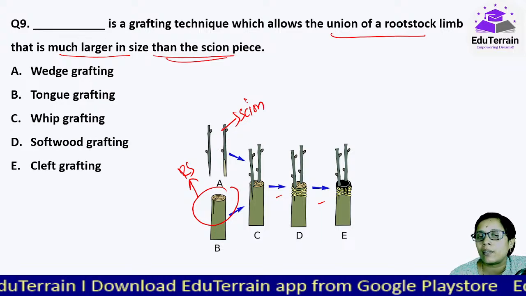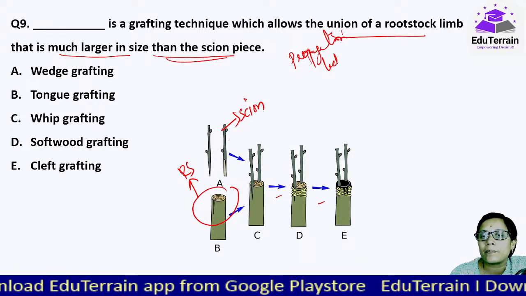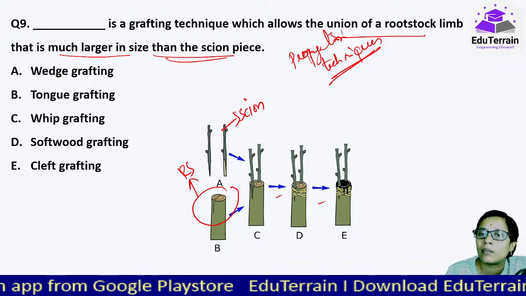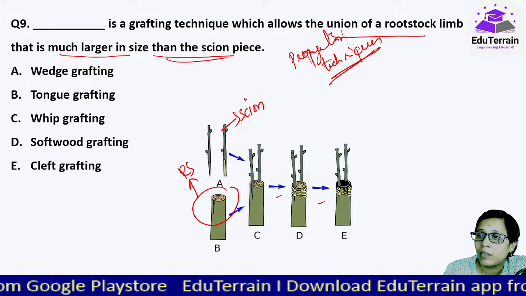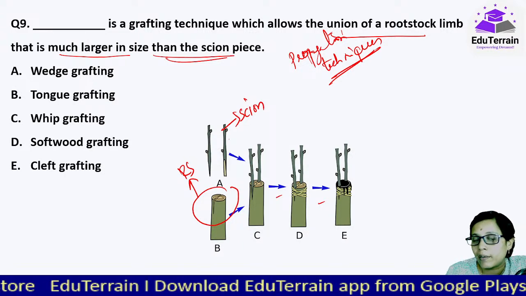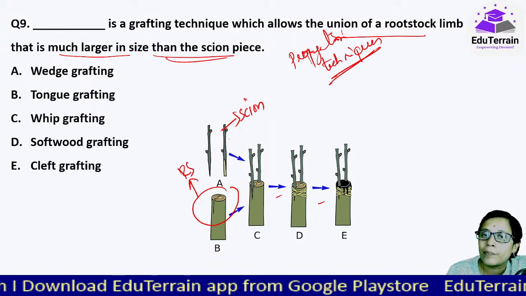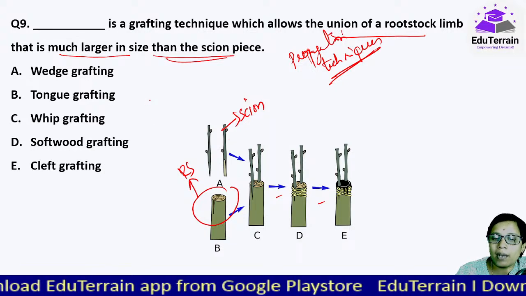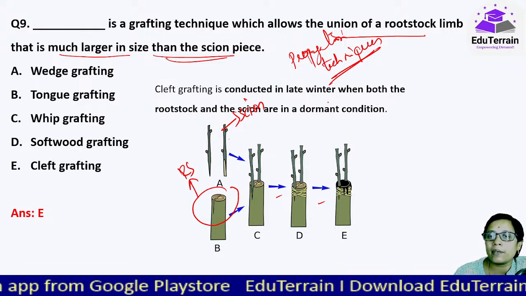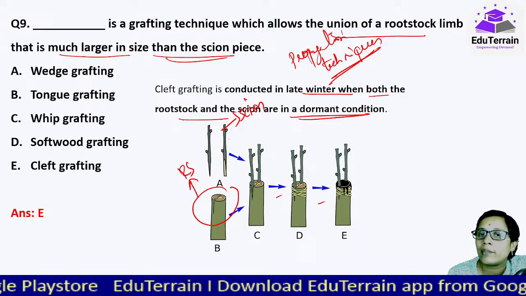And this grafting is again a propagation technique in horticulture crops, which we'll study. There are various propagation techniques of horticulture crops like budding, layering, grafting, stem cuttings, root cuttings. We'll study all that here, and this is generally done in apples, pears, and in cashew nut also. It's called cleft grafting. Okay, this is called cleft grafting, and it is conducted in late winter when both the rootstock and the scion are in a dormant condition. Only then will they be able to survive.